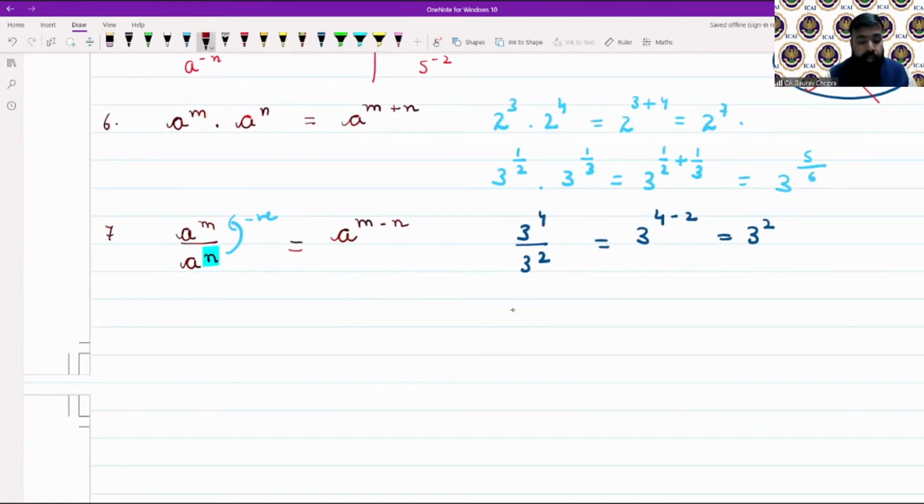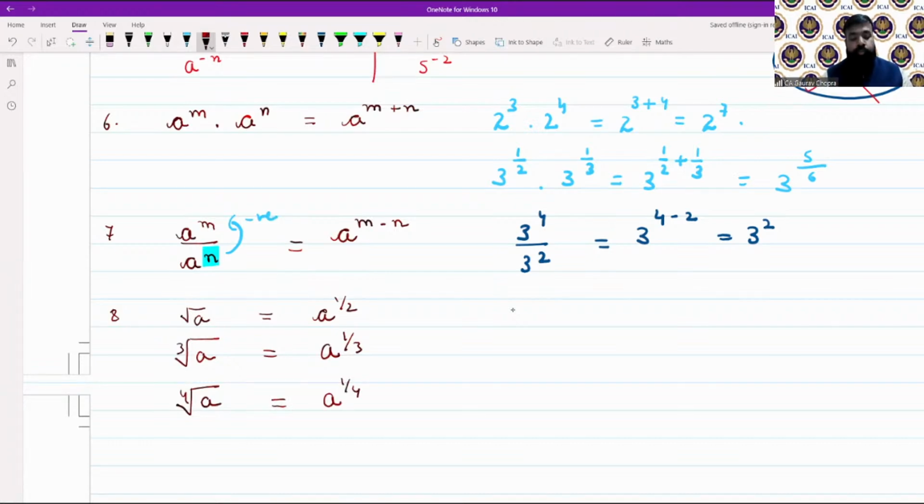Now, the next point, which is again very, very useful, like whenever root of a is written. Now, what is the meaning of root a? Root a means a is having the power half. If it is cube root of a, it means a to the power of 1/3. Then fourth root of a means a to the power of 1/4.